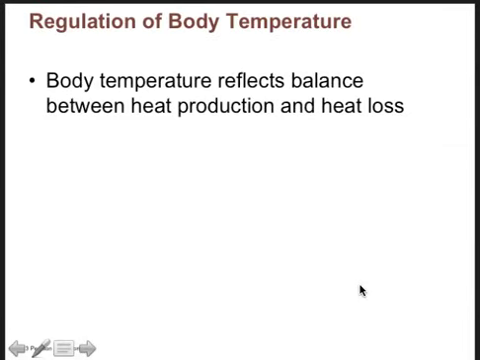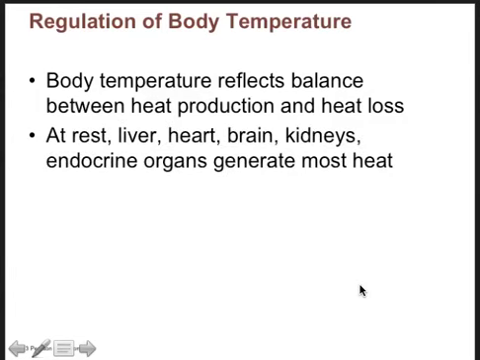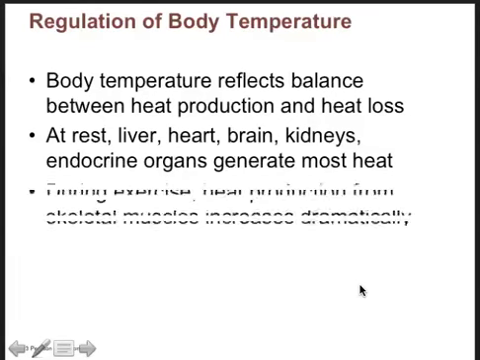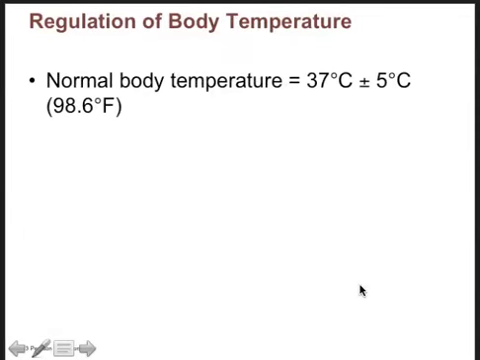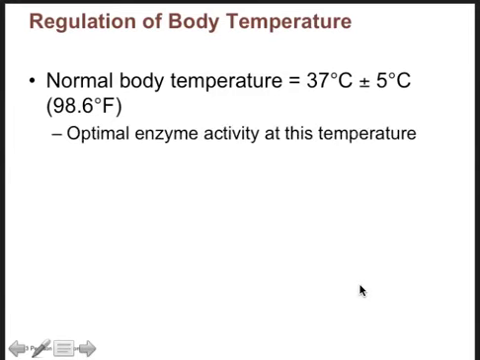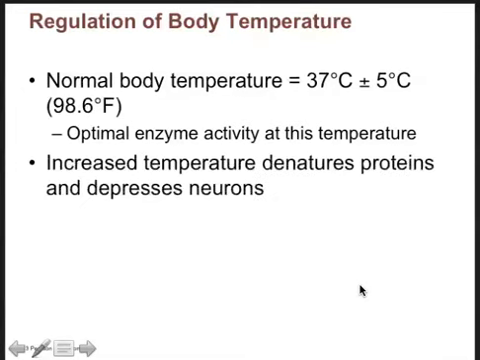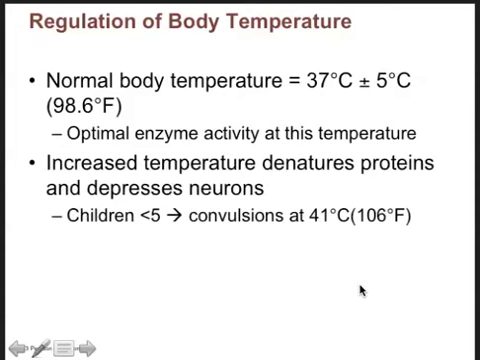How do we regulate our body temperature? Well, your body temperature reflects the balance between heat production and heat loss. At rest, the liver, heart, brain, and kidneys, as well as the endocrine organs, generate the most heat. During exercise, heat production from skeletal muscle increases dramatically. Normal body temperature is around 37 degrees plus or minus 0.5 degrees centigrade. Optimal enzyme activity is maintained at this temperature. Increased temperatures denature proteins and suppress neuron activity.